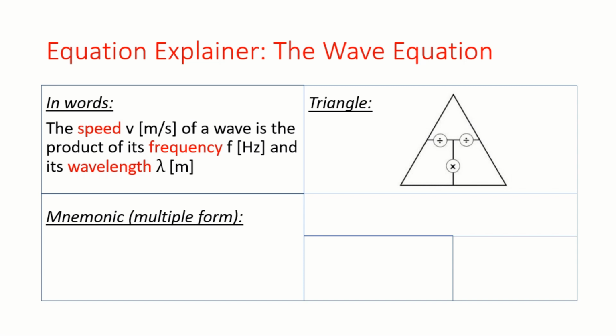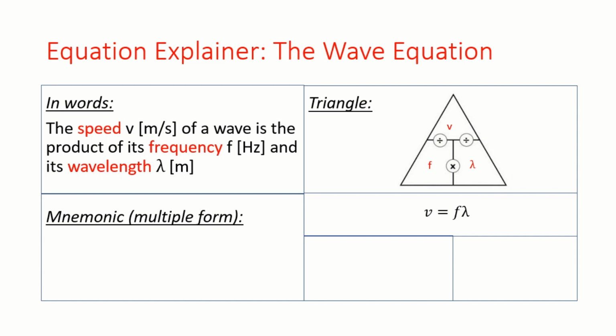If we're putting this into a triangle, well, v is going to go on the top because that's the product, and then the other two are going to go onto the bottom. So we've got f there for frequency and lambda there for our wavelength. And in one form, v is equal to f lambda. This is the most common form of the wave equation, and it's going to be the one that you will be expected to remember and that you will see on, for example, a data booklet.